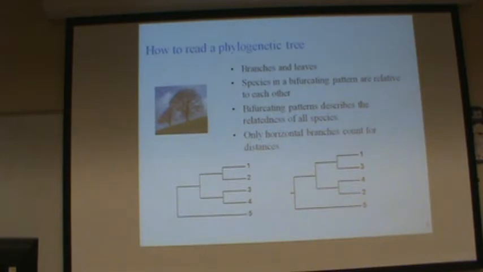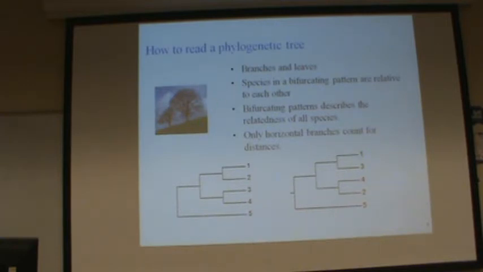Let me see. Yeah, those trees are the same. 1, 2, 3, 4, 5. Are those trees the same? No. Yeah, 1 and 2 are a group here, and 1 and 3 are a group on the other side.